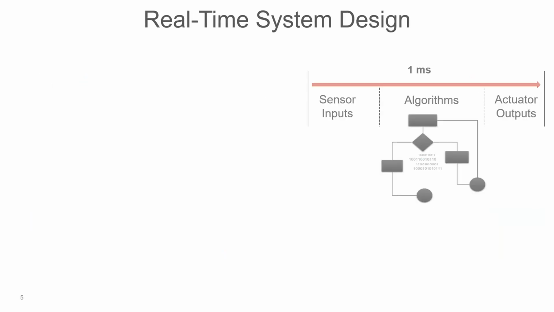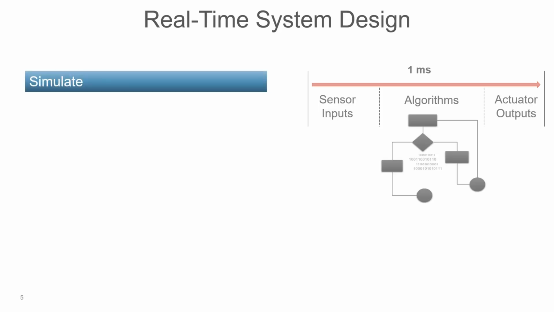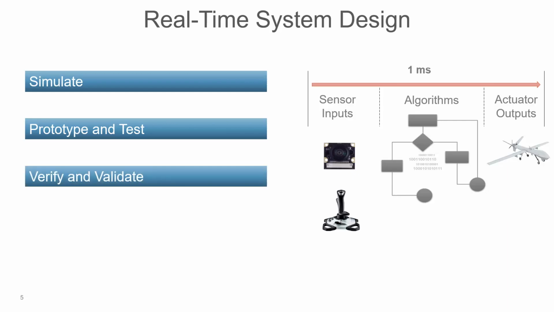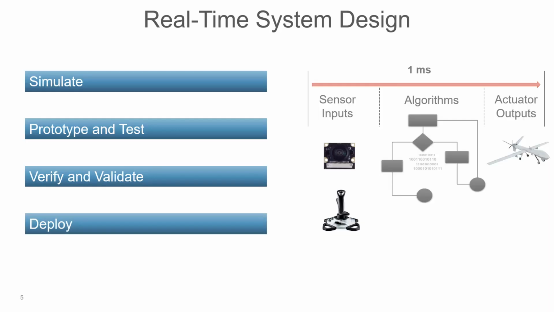A typical model-based design workflow for a real-time system or a decision-making system will start with the development of the algorithm, that is, creating the algorithm or models, and simulation and testing of this algorithm against the requirements. The real-time deadline for this example is 1 millisecond from input to output. The next phase is to test this algorithm on real hardware or connected with real hardware, prototyping, testing, and validating the algorithm before we deploy it.